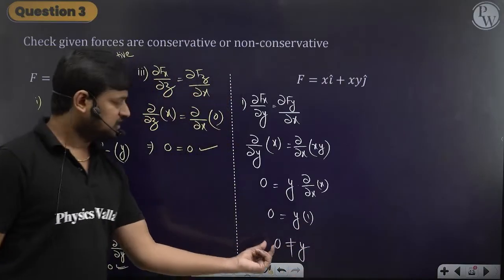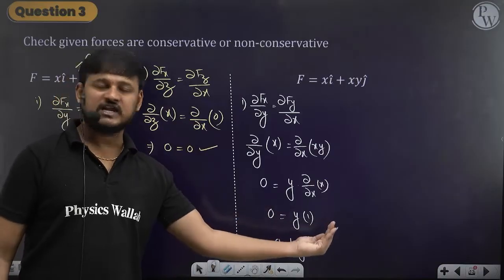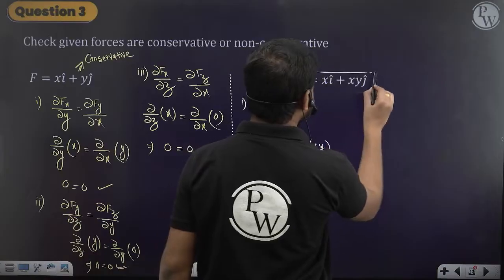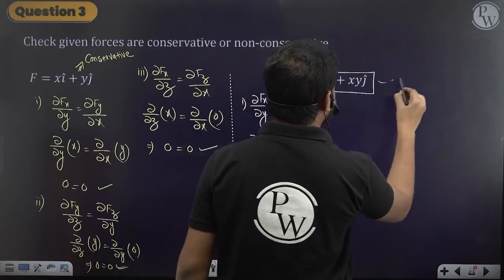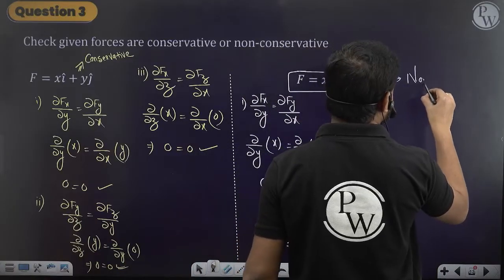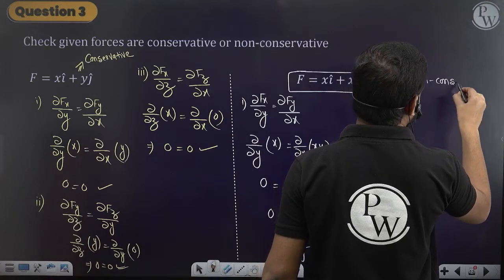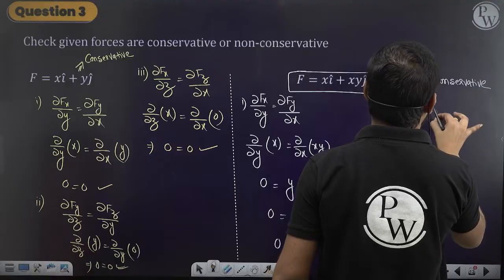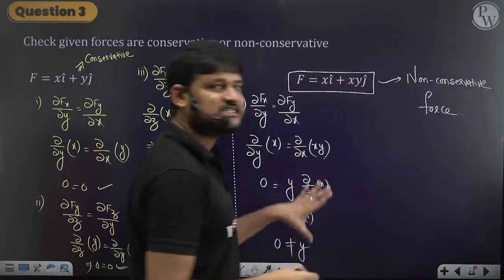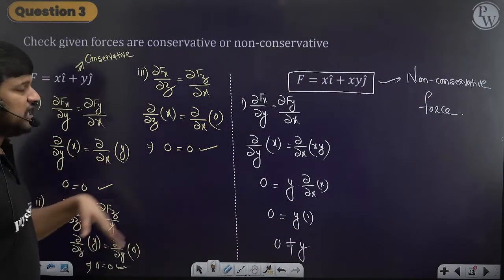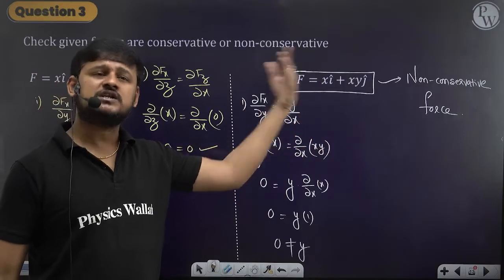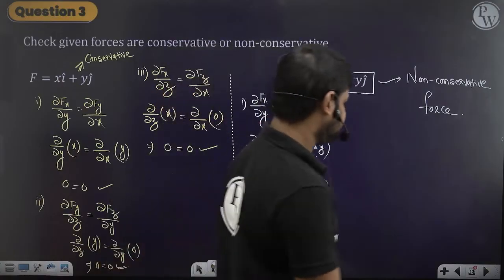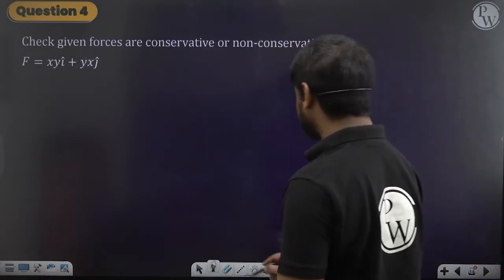On the left side we are getting 0, on the right side we are getting y, which means these two are not equal. So we can say this given force is a non-conservative force. There's no need to check the other conditions. If all three are satisfied, it's a conservative force. If any one of them fails, it's a non-conservative force. That's it. Understood? So check other questions as well.